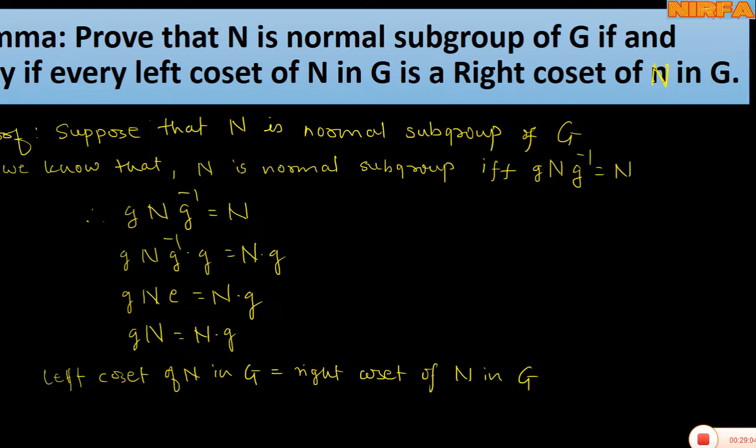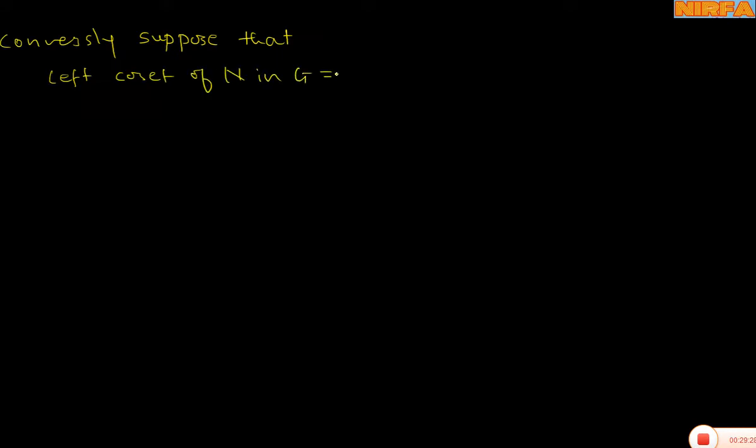Now let's prove the second part. So conversely, suppose that the left coset of N in G is equal to the right coset of N in G. So that means you are writing, left coset means G N is equal to N G.